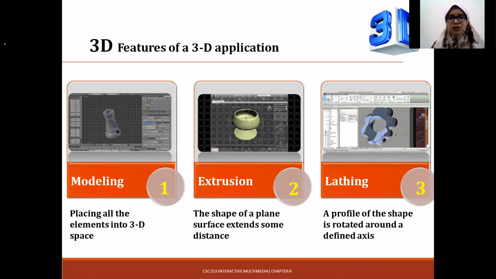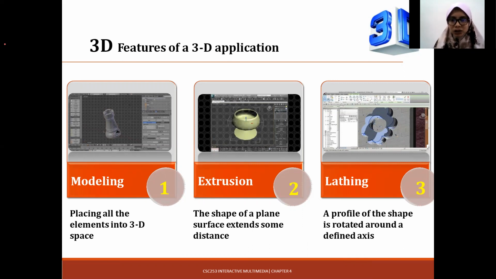The second one is extrusion. Extrusion is when the shape of a plane surface extends some distance. That means if you have a small cylinder, you extend the surface to make it bigger. So what you are doing is actually extrusion. Okay, extrude.